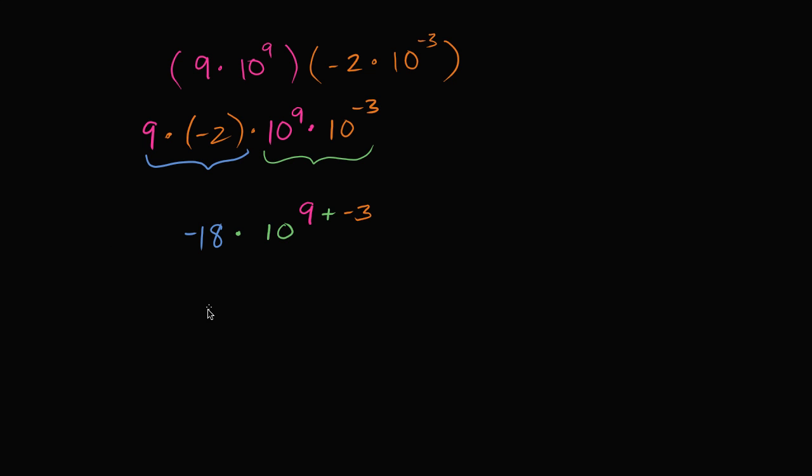Well, this is going to be equal to negative 18 times 10 to the 9 plus negative 3, same thing as 9 minus 3, which is 6. Negative 18 times 10 to the 6th power.